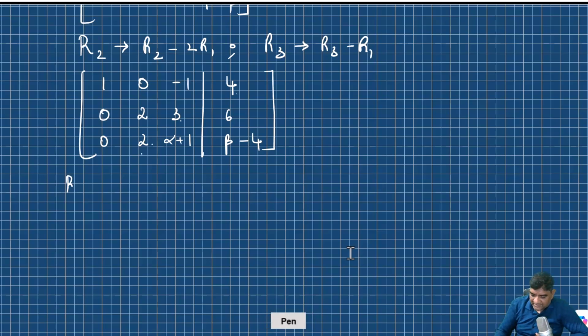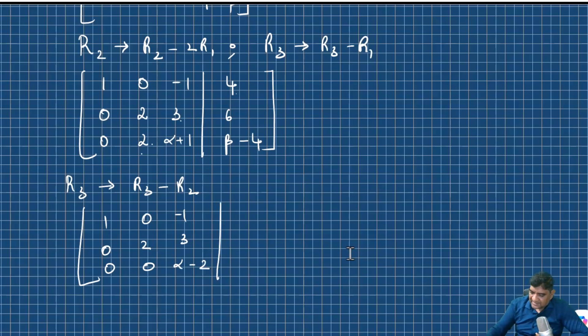How am I going to do that? I'm going to say row 3 is row 3 minus row 2. So that's going to give me 1, 0, minus 1, 0, 2, 3, 0, 0, alpha minus 2, because I'm looking at alpha plus 1 minus 3. So that's alpha minus 2. And then 4, 6, and beta minus 4 minus 6 is going to be beta minus 10. So let's say I have reached the row-echelon form.